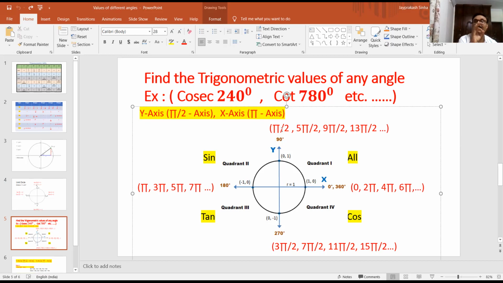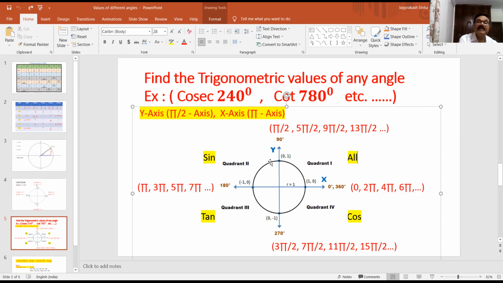Now here also, if it is pi by 2, add 2 pi to pi by 2. When you add 2 pi to pi by 2, you will get 5 pi by 2. Whatever value you are getting for pi by 2, the same value you are going to get for 5 pi by 2, because after one revolution you are reaching the same place. And you are getting the same value for 9 pi by 2 also, and for 13 pi by 2 also.